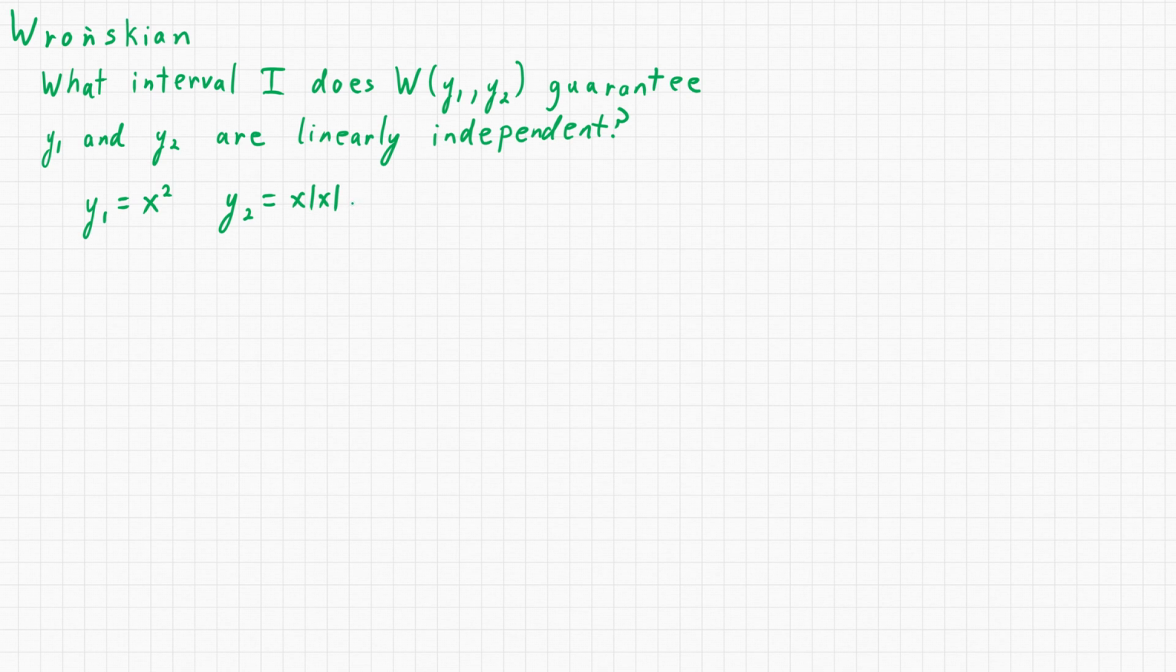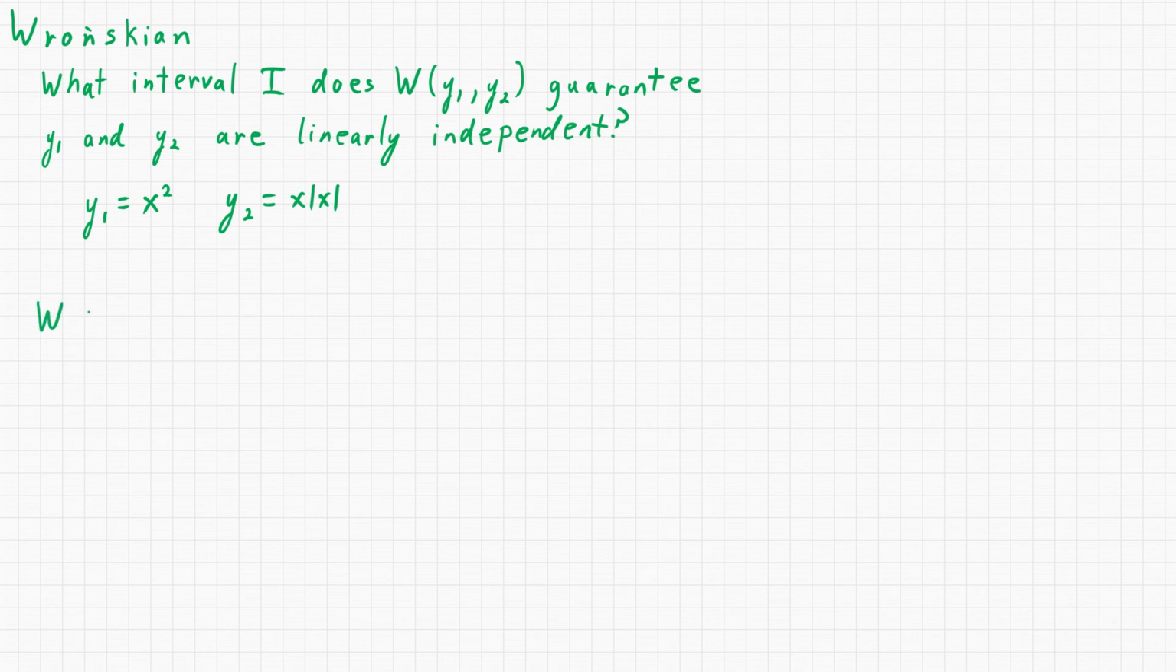For this Wronskian problem, I don't have a differential equation, but we are going to look at where the theorem doesn't say anything about the outcome of the Wronskian. So, to read really carefully: on what interval I does the Wronskian of these two functions, y1 and y2, guarantee y1 and y2 are linearly independent? All right, and here are our two functions: y1 equals x squared and y2 equals x times absolute value of x.